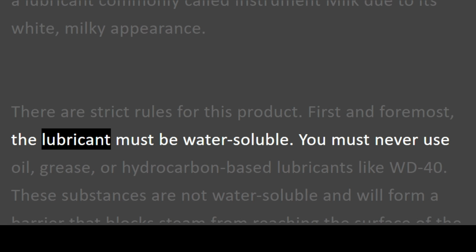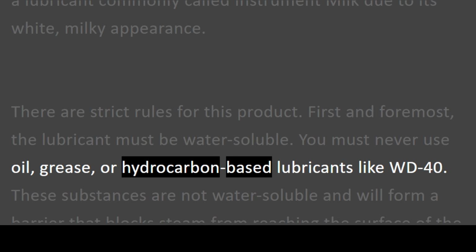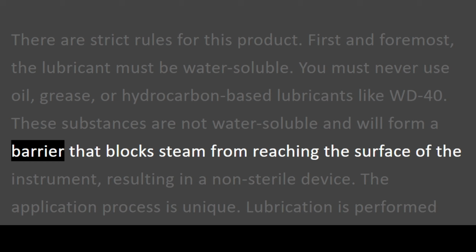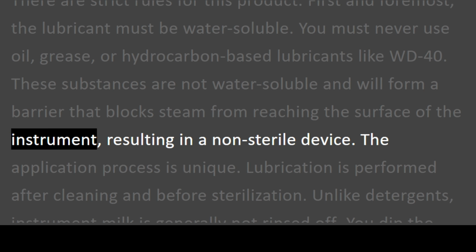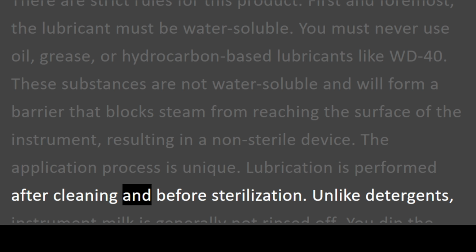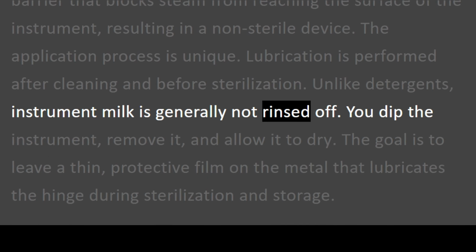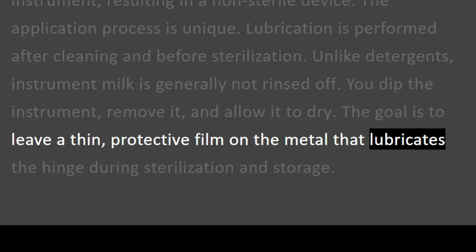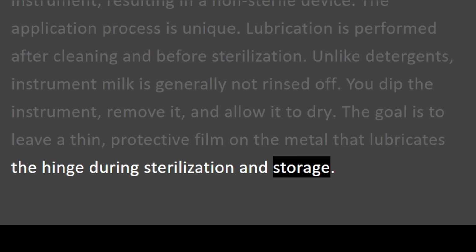First and foremost, the lubricant must be water-soluble. You must never use oil, grease, or hydrocarbon-based lubricants like WD-40. These substances are not water-soluble and will form a barrier that blocks steam from reaching the surface of the instrument, resulting in a non-sterile device. The application process is unique. Lubrication is performed after cleaning and before sterilization. Unlike detergents, instrument milk is generally not rinsed off. You dip the instrument, remove it, and allow it to dry. The goal is to leave a thin, protective film on the metal that lubricates the hinge during sterilization and storage.